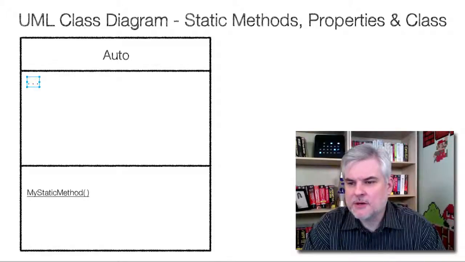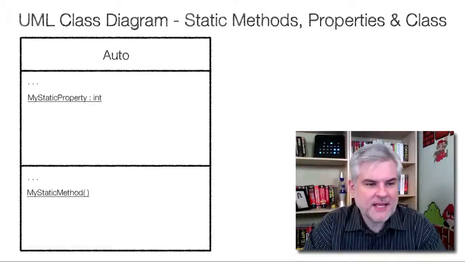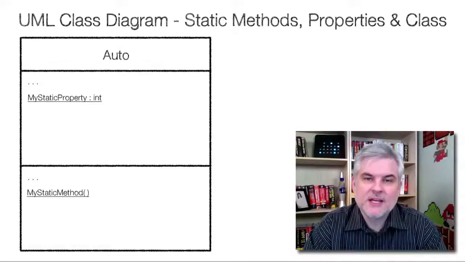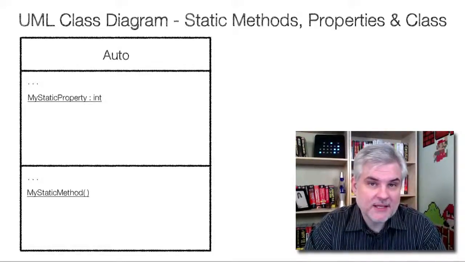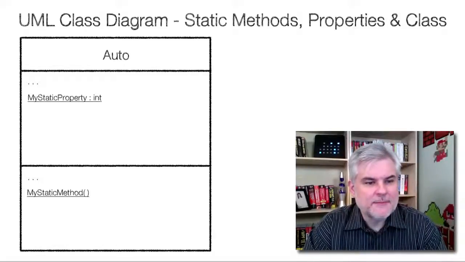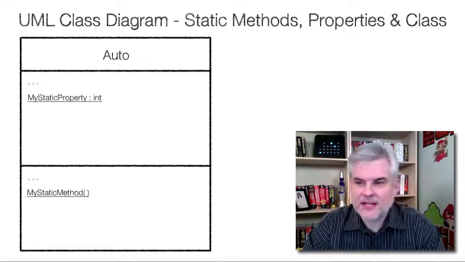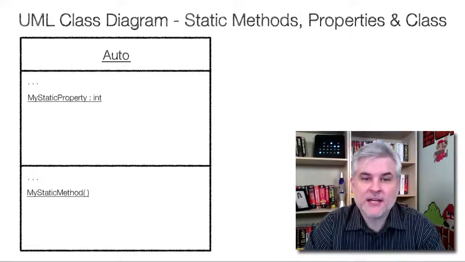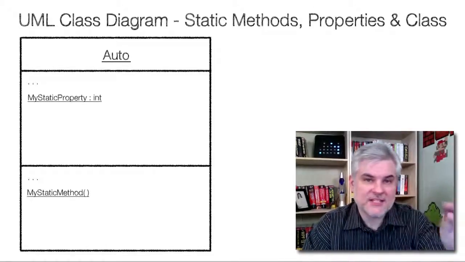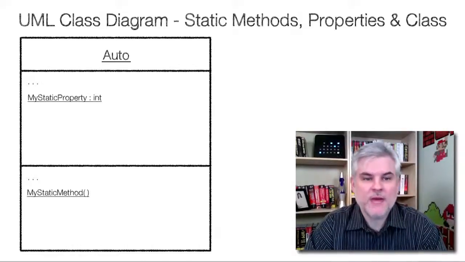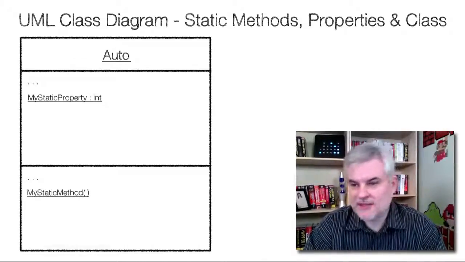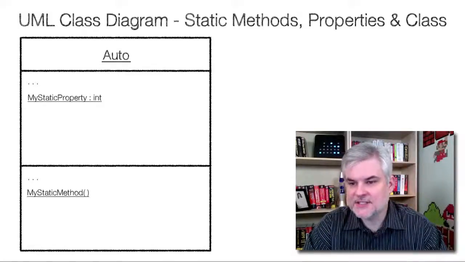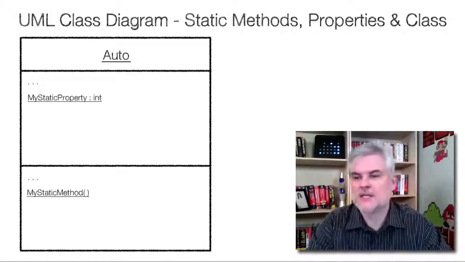All right, so here we're going to add in those, and now I'm going to define a static property. You can see my static property :int, int again being the data type, and you can see it's static because it has an underline. And then finally, if I have a static class, I can just add an underline underneath the class container. And there we go. We have now defined static classes, static properties, and static methods. And it's as easy as that. So static, think, underline in UML.